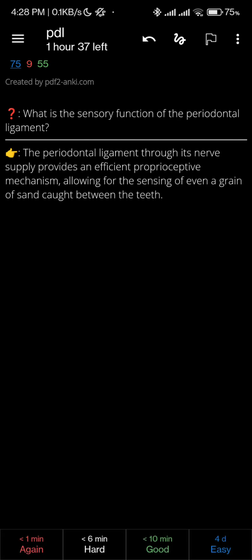Okay. So what is the sensory function of the periodontal ligament? The periodontal ligament, through its nerve supply, provides an efficient proprioceptive mechanism allowing for the sensing of even a grain of sand caught between the teeth.